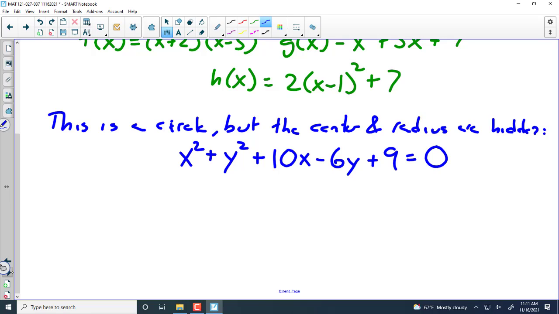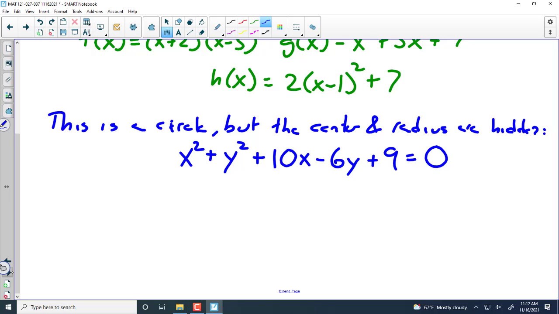This, everyone, is a circle. This is not a trick. This is a circle. It's just not given to us in the form we're used to seeing it, and the center and the radius are hidden. You cannot get the center and the radius just by glancing at this. I'm not saying you can't do the mental math to find it on your own, but just by looking at this, the center and the radius are not right in front of us. So we're going to find the center and the radius of this circle.